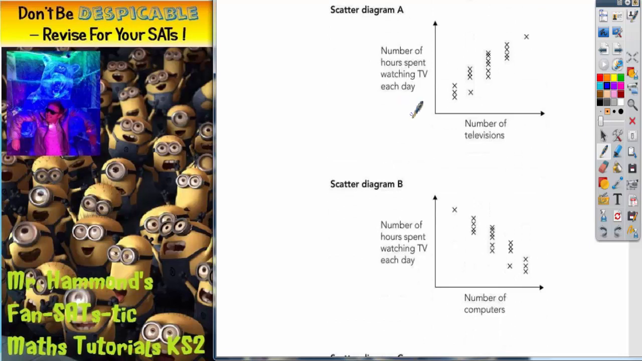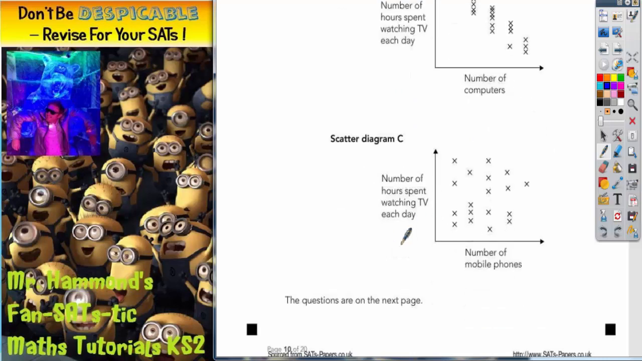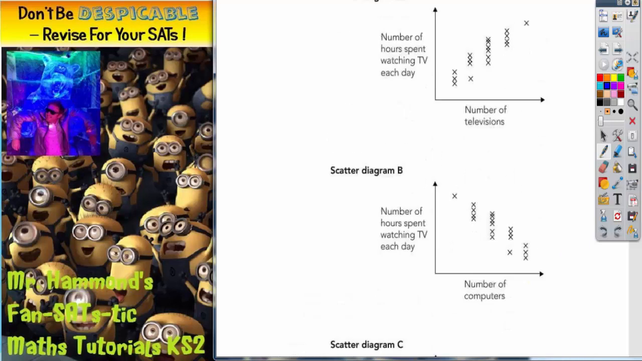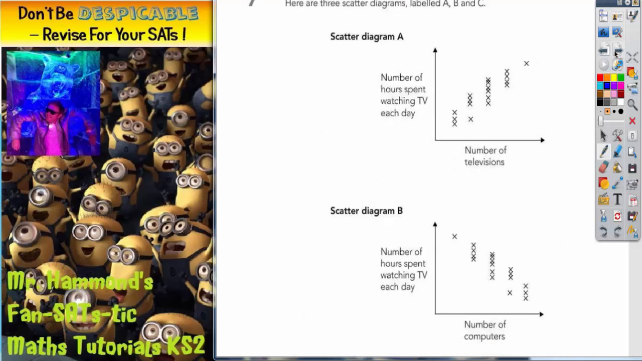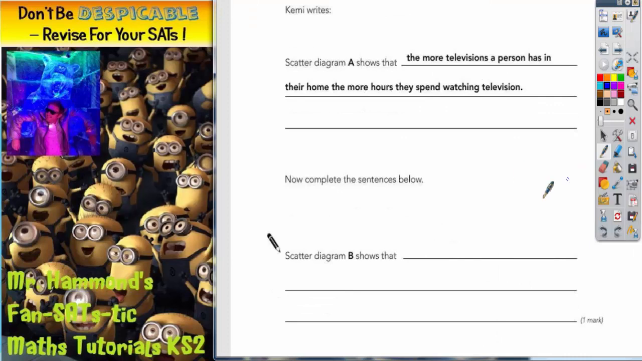So the first diagram is comparing TV watched with the number of televisions that exist. Diagram B is comparing TV watched with the number of computers that exist. And diagram C is comparing TV watched with the number of mobile phones that exist. So let's have a read what we've got to do. Well, according to these sentences, we've got to show what each diagram is actually describing.